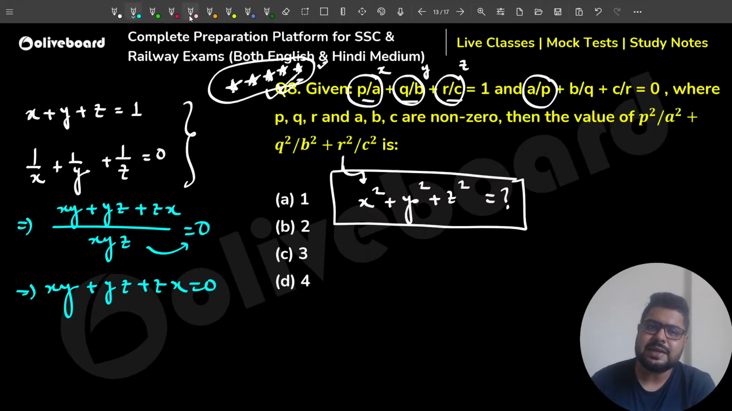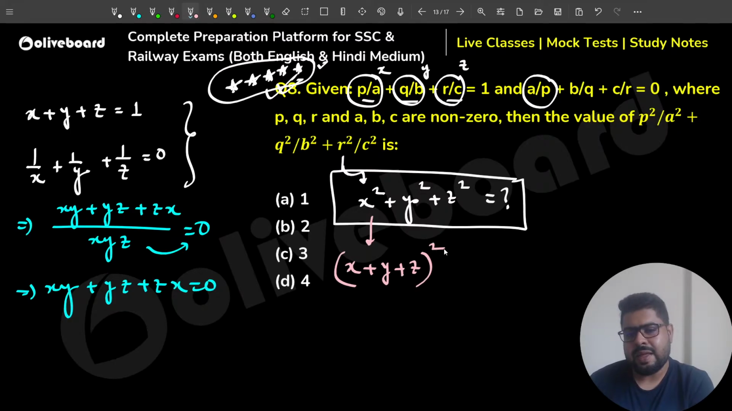And once that is equal to 0, this thing becomes X plus Y plus Z whole square minus twice of this.